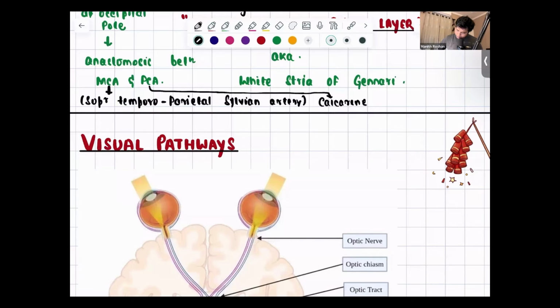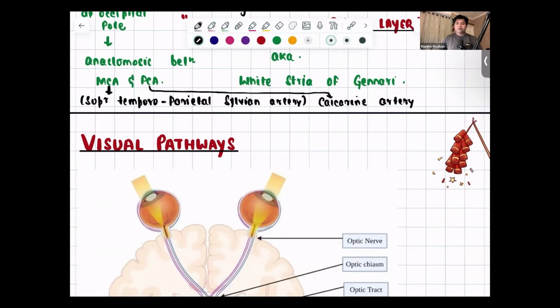Remember, because of this anastomosis, what is happening is, because of this dual blood supply, this is one of the explanations why there is macular sparing, which is noticed in PCA occlusion. Okay, so this is what you need to know regarding anatomy.